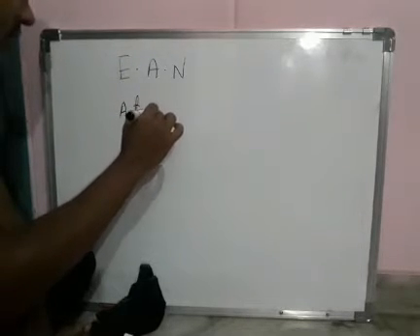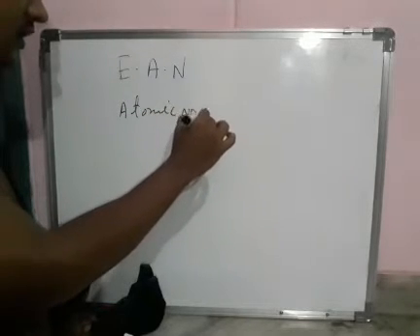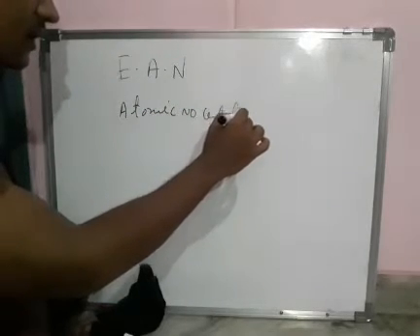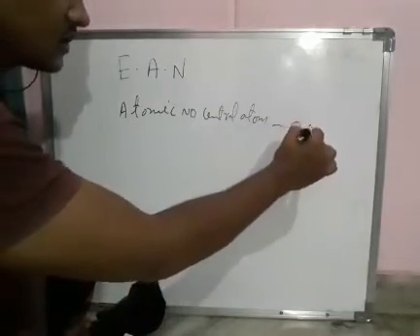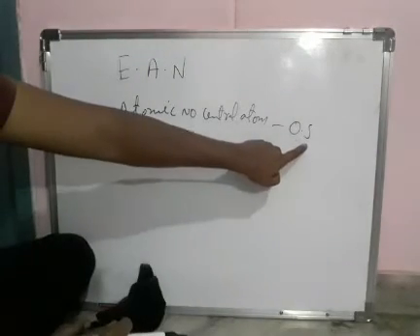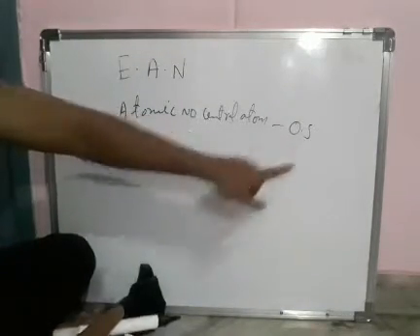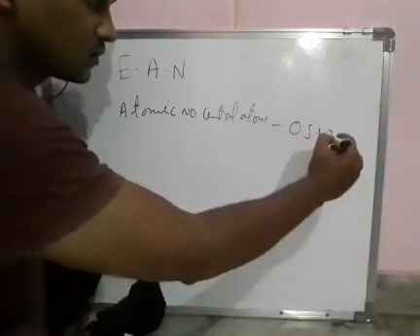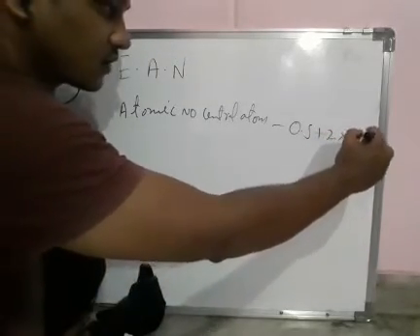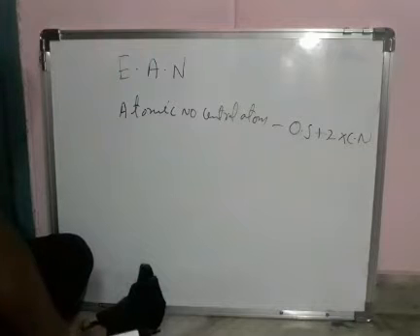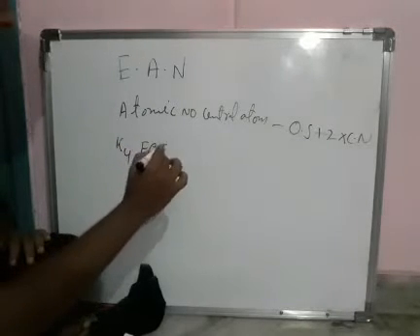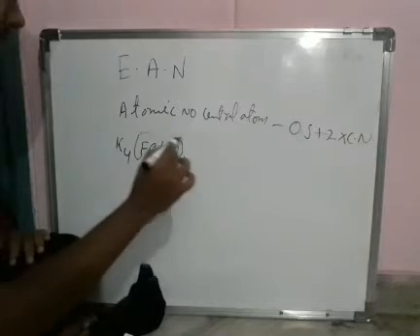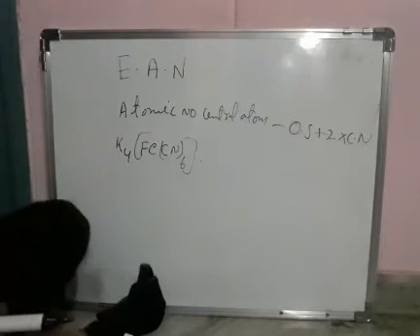Effective atomic number can be calculated as the atomic number of the central metal atom minus the oxidation state (OS is abbreviated as oxidation state) plus 2 into coordination number. Now we will take some examples. So let us take K4[Fe(CN)6]. This is one example.